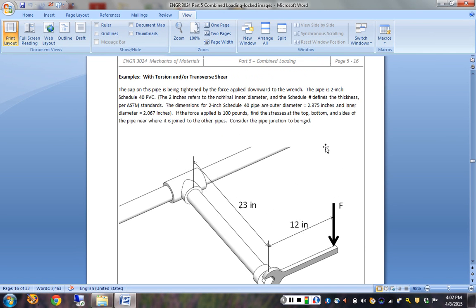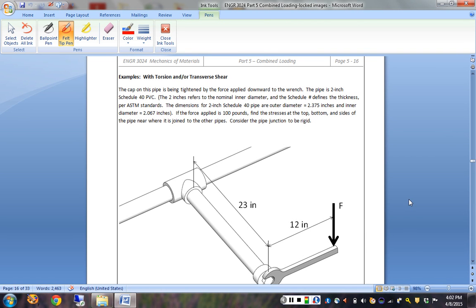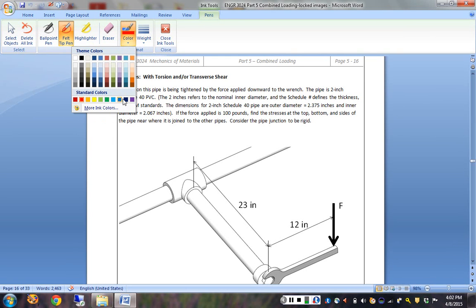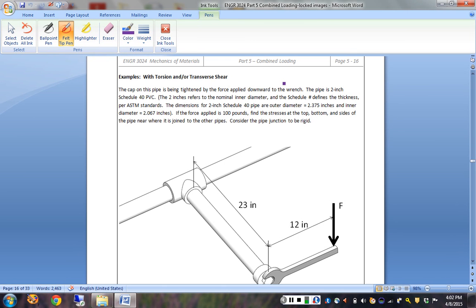We've got the cap on the pipe being tightened by a force that's going downward on the wrench. The pipe is 2-inch PVC, which is a nominal size, which actually means that it's 2.375. Let's be purple today. So outer diameter of 2.375, inner diameter of blah, and it's 100 pounds down on this PVC, which I have always thought, gee, that's going to pop that PVC. 100 pounds is a lot for some PVC.